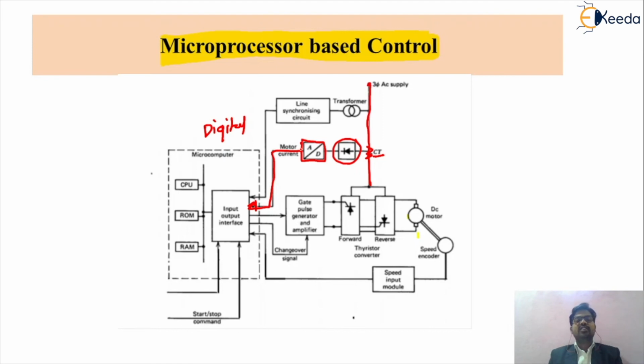This analog to digital converter input will be given to your input and output interface. Then the second, that is the transformer, which will step down the supply, and by the use of the line synchronizing circuit, we are using some types of devices, such as inductance capacitor circuits, by which we synchronize these lines to your microprocessor. Now we can give the input to your input and output interface.